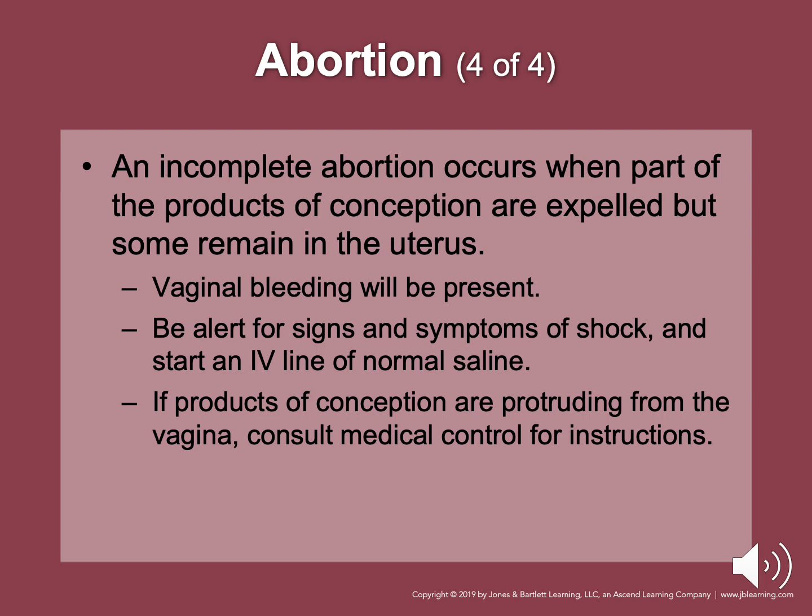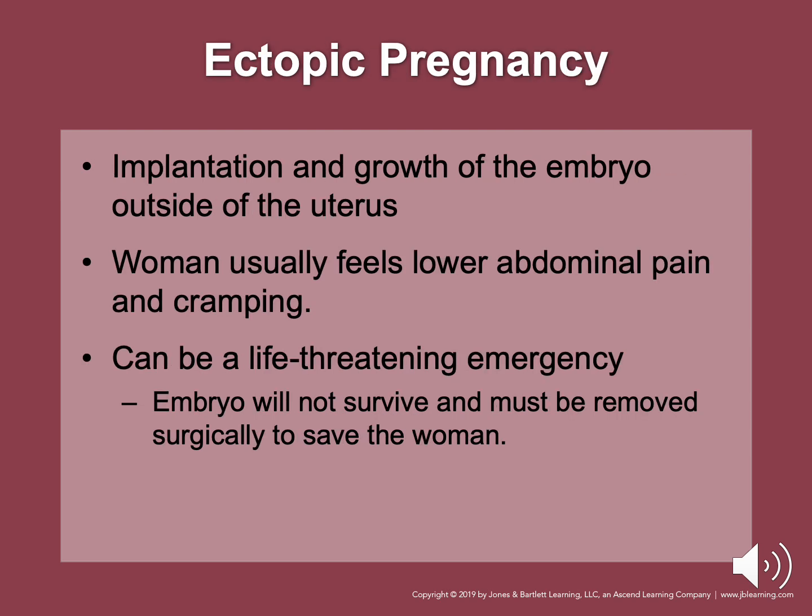Ectopic pregnancy is implantation and growth of the embryo outside the uterus. It can implant in the fallopian tube, on the ovary, in the abdominal cavity or the peritoneum, or in the cervix. The woman feels lower abdominal pain and cramping. Bleeding may be internal or external, and may be scant or profuse. It can be a life-threatening emergency. The embryo will not survive and must be removed surgically to save the woman.